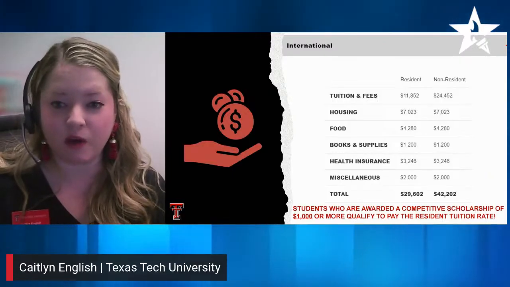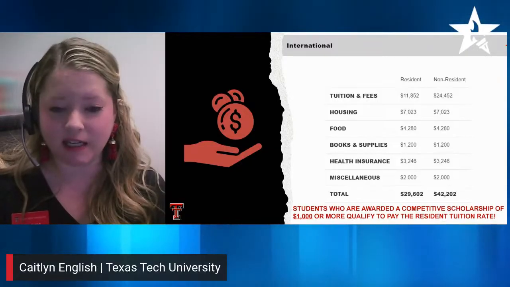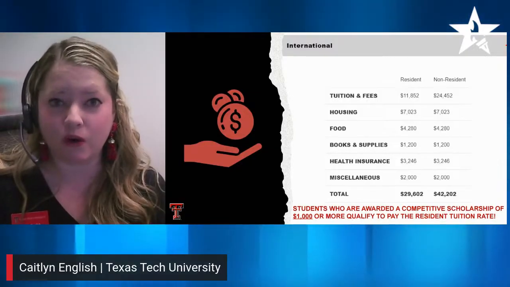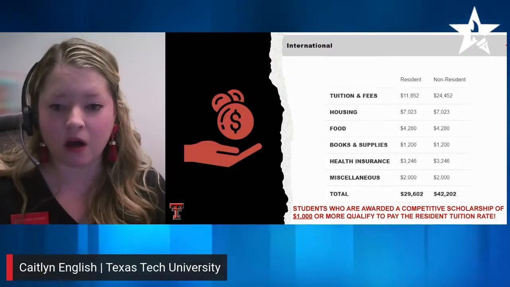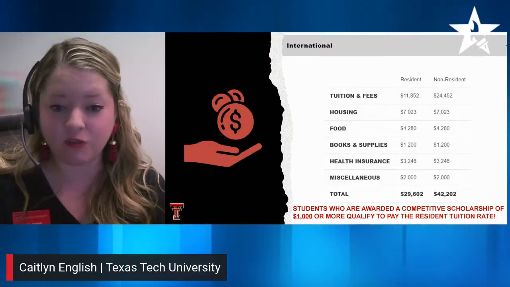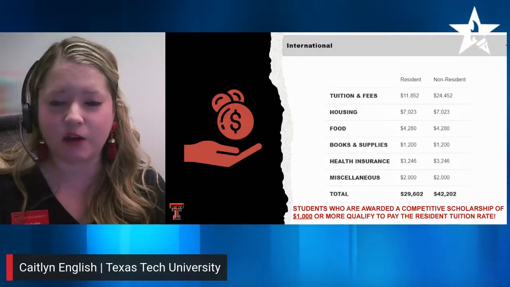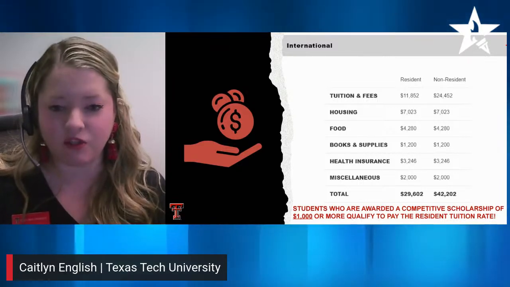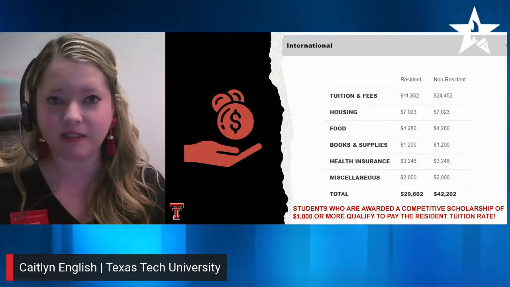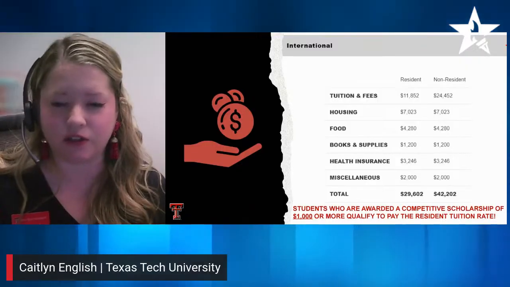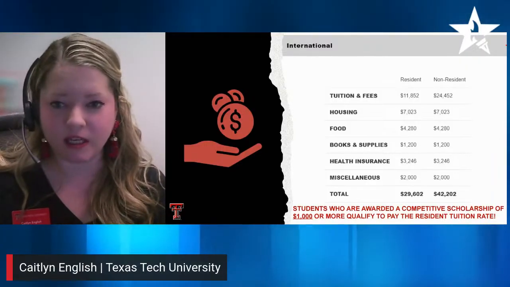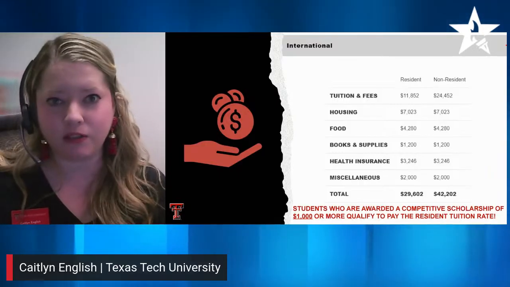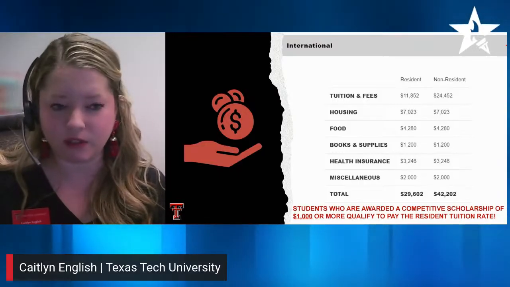And the reason why we have both of these categories here is because in Texas and at Texas Tech, students who are awarded a scholarship of at least $1,000 or more are eligible and qualified to pay in-state or resident tuition. So a $1,000 scholarship at Texas Tech is like getting a $13,000 scholarship. So as you can see, you'd start off in the non-resident category, looking at about $24,000 for the year if you didn't receive a scholarship.